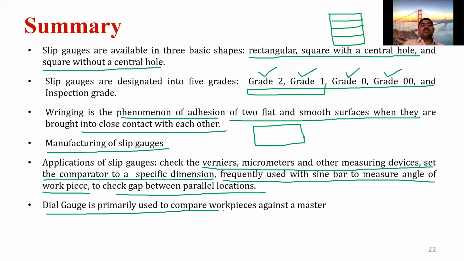Dial gauge is primarily used to compare the workpieces against the master gauge, and we discussed the working mechanism of the dial gauge.